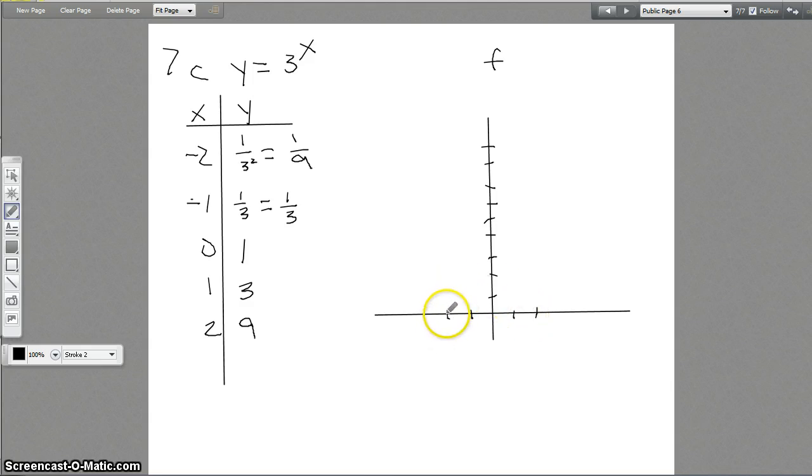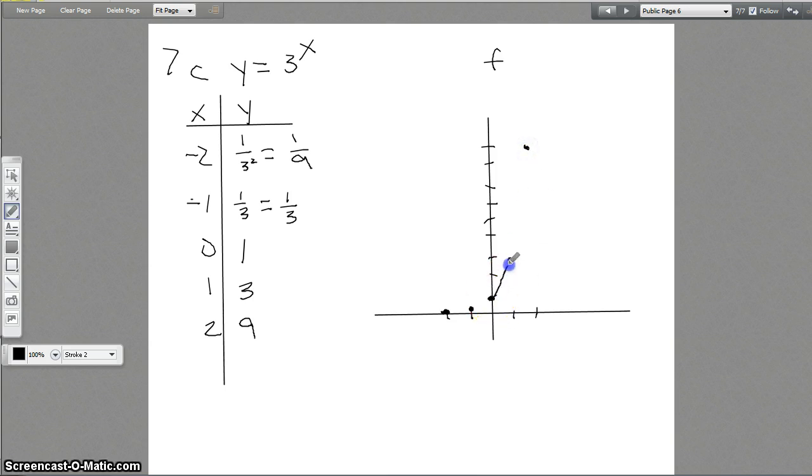When our x is -2, our y is 1/9. So that's going to be like just right above the x-axis. When our x is -1, our y is 1/3. So we're going to go up just a little bit more. X is 0, y is 1. X is 1, our y is 3. X is 2, our y is 9.